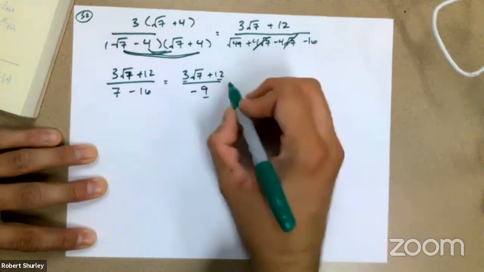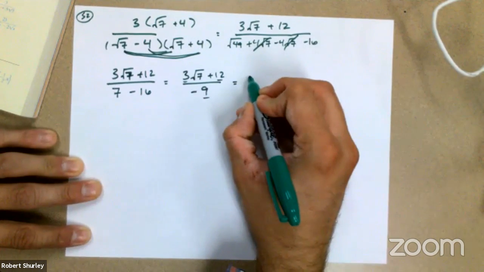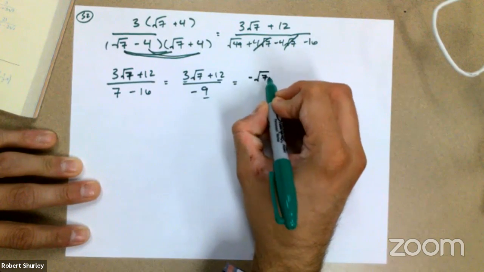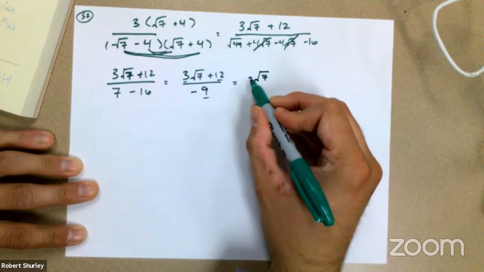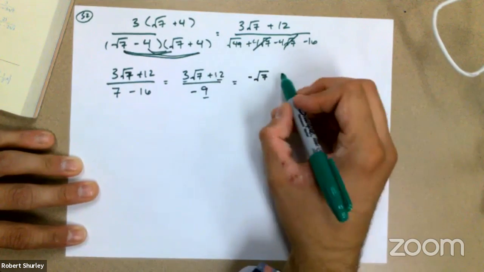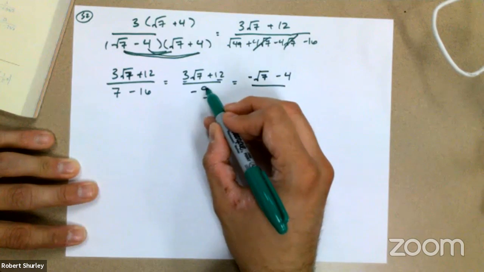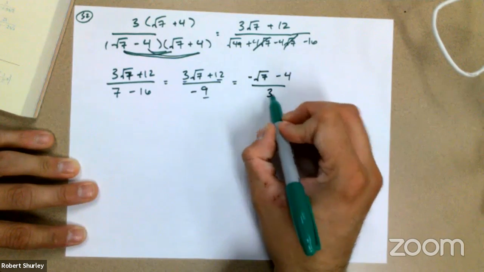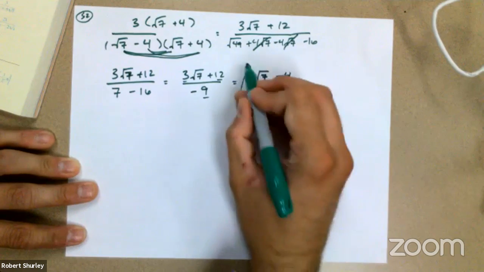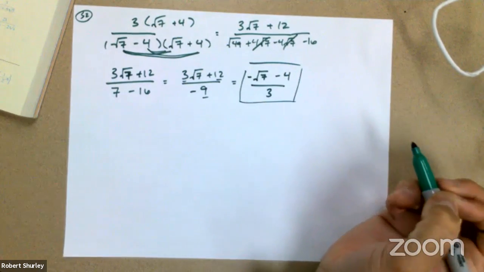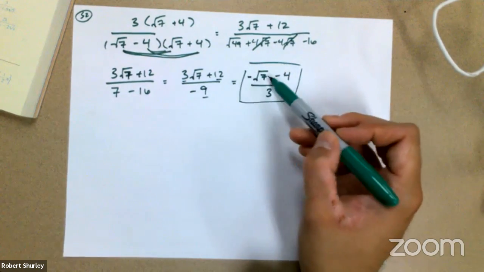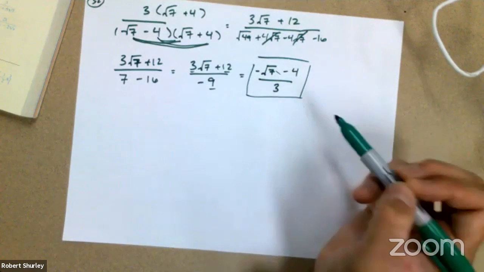So I'm going to divide everything by negative 3, and I wind up with negative square root of 7, right? 3 divided by negative 3 is just negative 1. 12 divided by negative 3 would be a negative 4. And then negative 9 divided by negative 3 is a positive 3. Okay? So 2 negatives, which is fine, and then a positive 3 in the denominator.